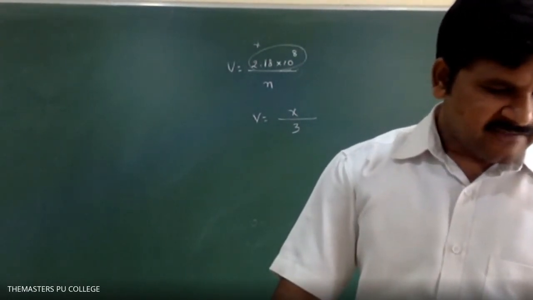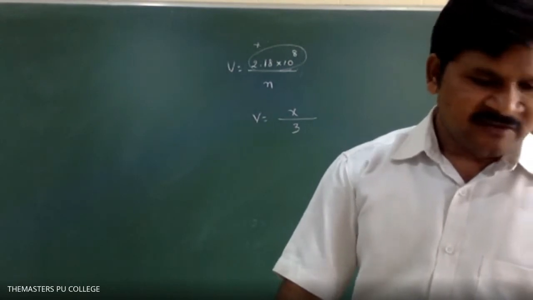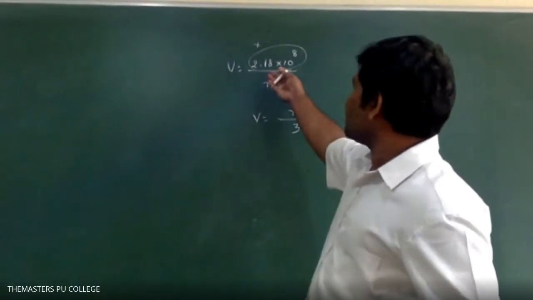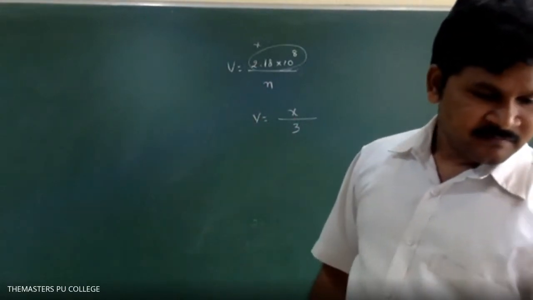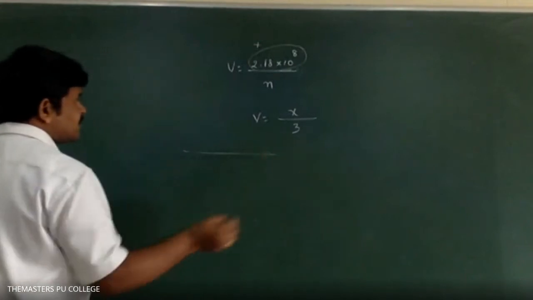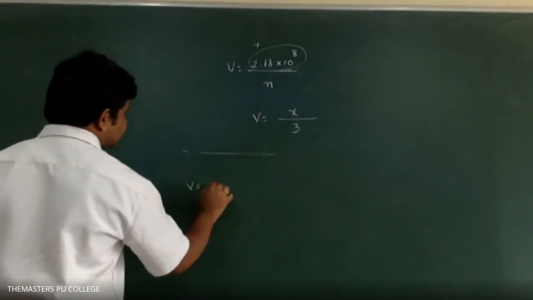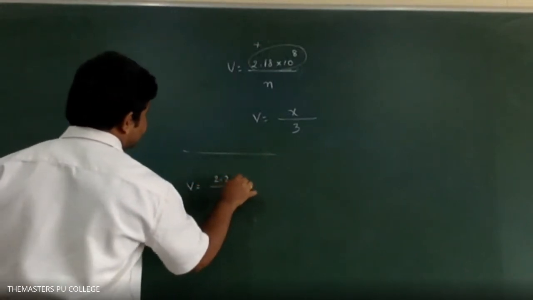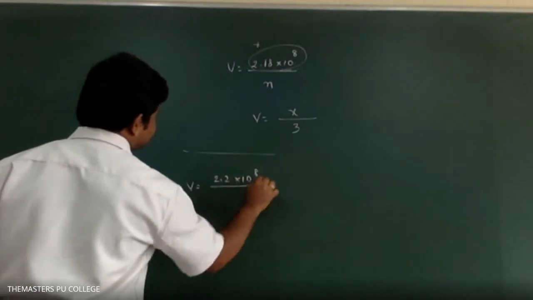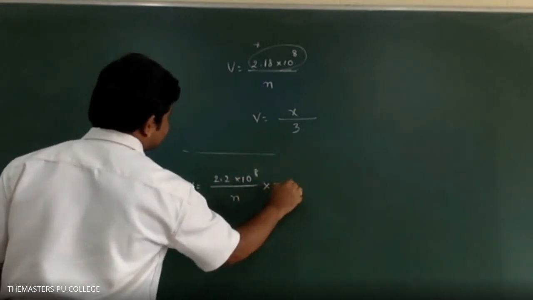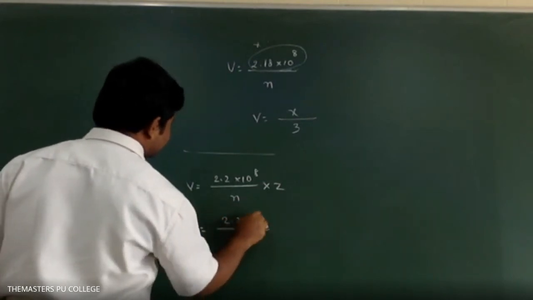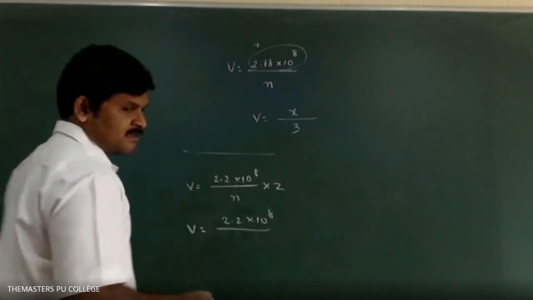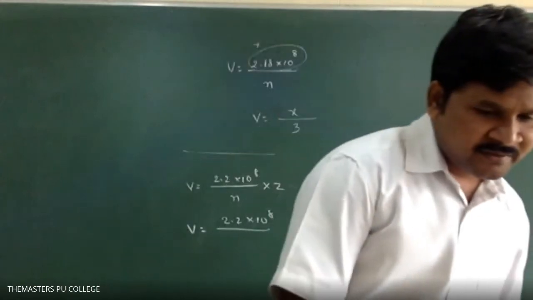The velocity of the electron in the first Bohr orbit of hydrogen is 2.18 into 10 power 8 by n into z formula. But he is telling 2.2, so that's why I'm writing 2.2. V is equal to 2.2 into 10 power 8 divided by n into z. This is the formula.